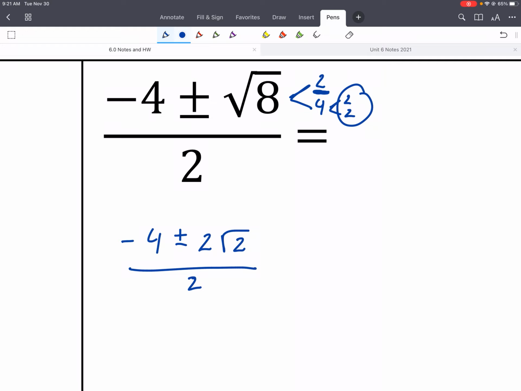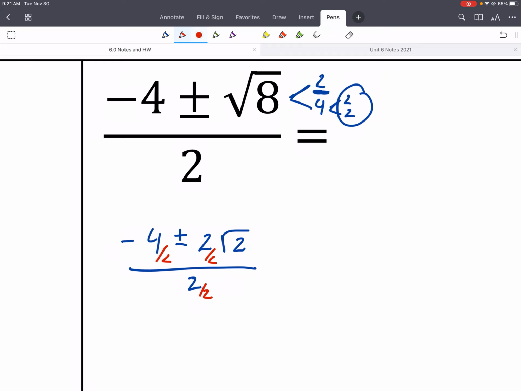And then we'll do the same thing we did before. We can divide everything on top by 2. You can do it like this, or you can think of it as -4 divided by 2 gives you -2, and then 2 divided by 2 gives you 1, so we get plus or minus 1 square roots of 2. That's how I like to do it, but either way, you end up getting the same thing.